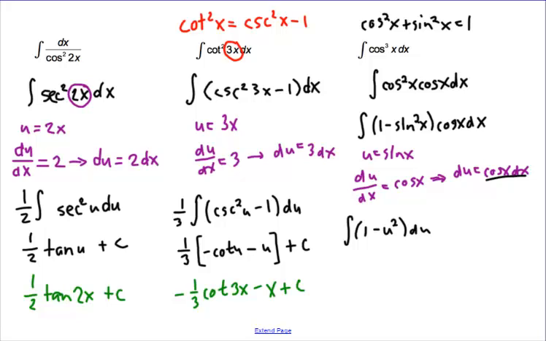Now this is something that I can integrate. Okay, the integral of 1 would be u. The integral of u squared would be, we add a power and divide, so that'd be u cubed over 3 plus c, and then we plug back in what we had as our u. We plug in u equals sine x, so that's sine x minus sine cubed x over 3 plus c. Or we could write that as 1/3 sine cubed x if we wanted to. But that's our answer on that one.